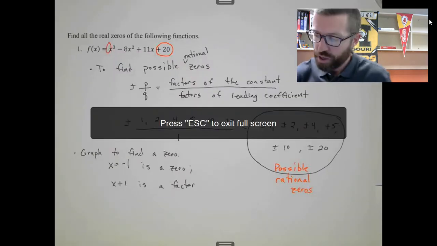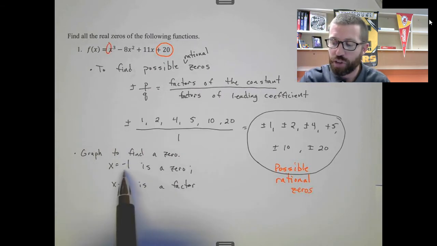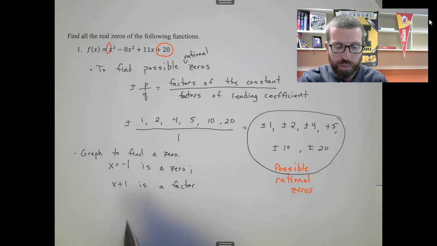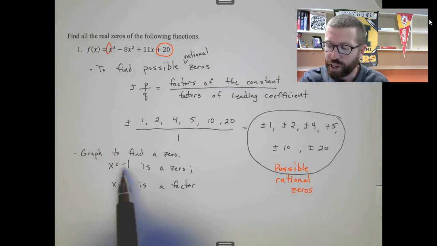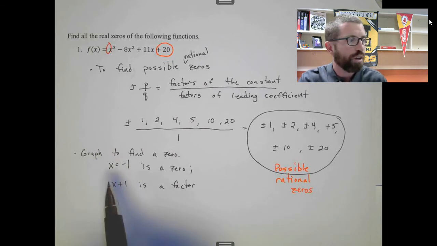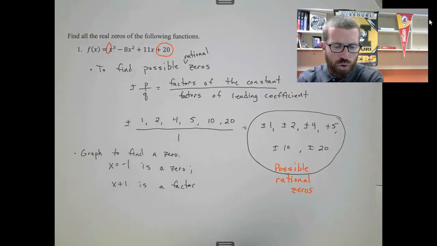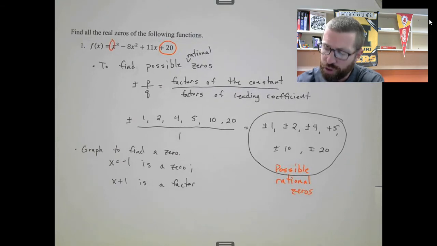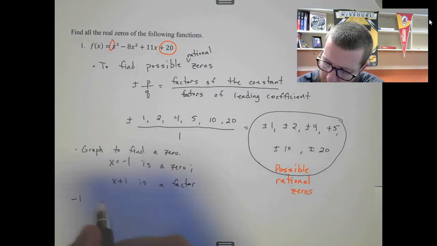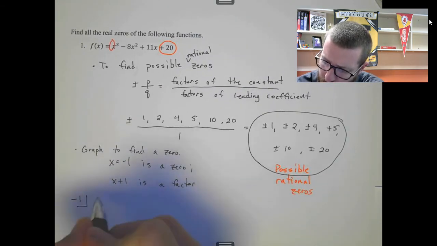Okay, so we're back here. So we know x equals -1 is a 0 from the graph. And then x plus 1 is a factor because I could just add 1 to both sides. And so now what we can do is synthetic division. Let's divide by x plus 1. So the 0 goes in the box.